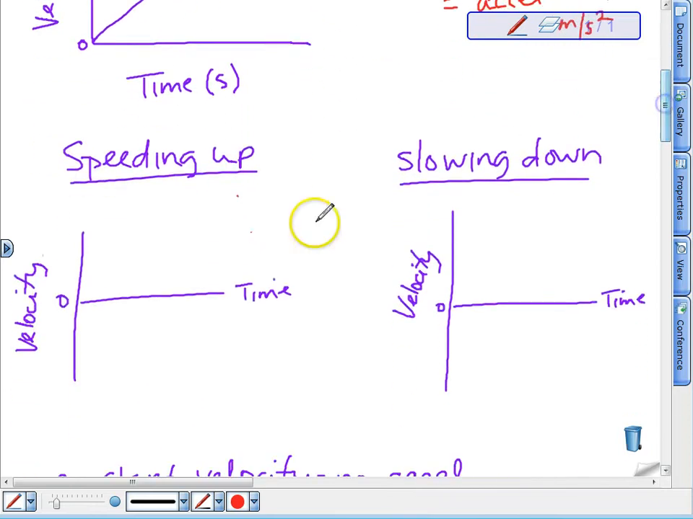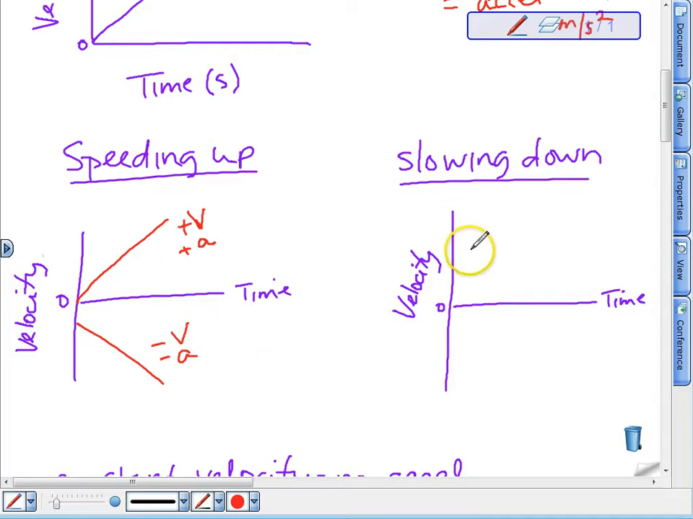Okay. Remember that when objects are accelerating, they can speed up or slow down. If we have an object with a positive velocity and a positive slope, meaning a positive acceleration, it will be speeding up. But we could also have an object with a negative velocity, and since the slope is negative, it also has a negative acceleration. So it's still speeding up. It's getting faster, but in a negative direction.